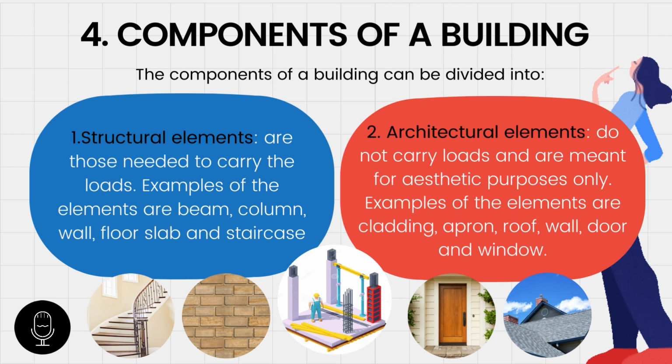The second one is architectural elements. They do not carry loads and are meant for aesthetic purposes only. Examples of these elements are cladding, apron, roof, wall, door and window.